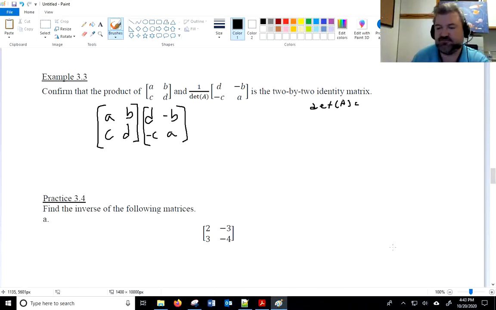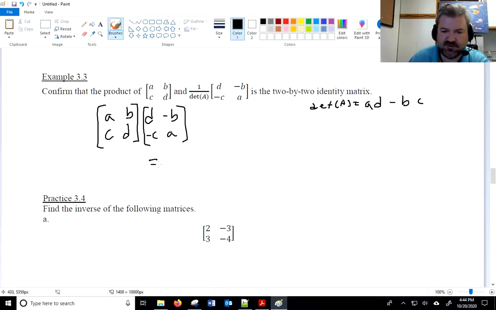Okay, so we need to find the determinant of A. I want you to notice, though, that the determinant of matrix A is actually going to be the same as the determinant of this twisted version. It's still going to be A times D minus C times B. This is A times D, and then the negatives cancel. So it's interesting that the determinants are the same. So the determinant of A is AD minus BC. So we've got that calculated. We can wait and multiply by 1 over it at the end.